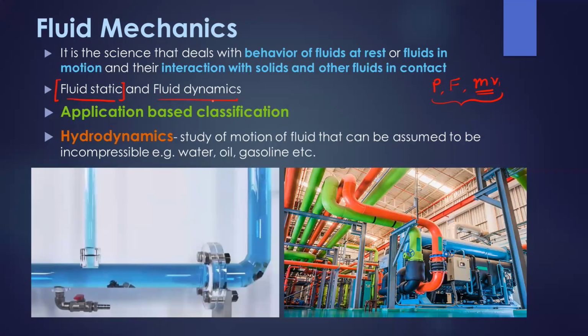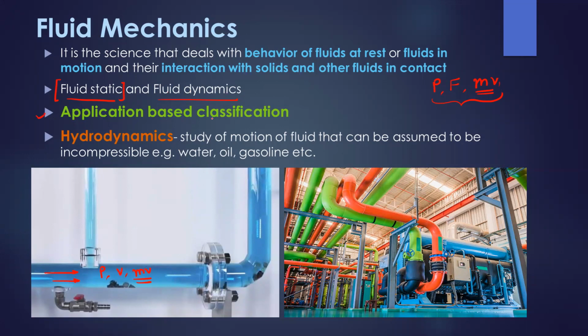And in fluid dynamics, the fluid is in motion, for example the motion of fluid in pipes. This is one of the examples of fluid dynamics. When the fluid is in motion, we calculate the pressure, the fluid velocity, and its momentum, the parameters which are related with the motion. This calculation is part of fluid dynamics.